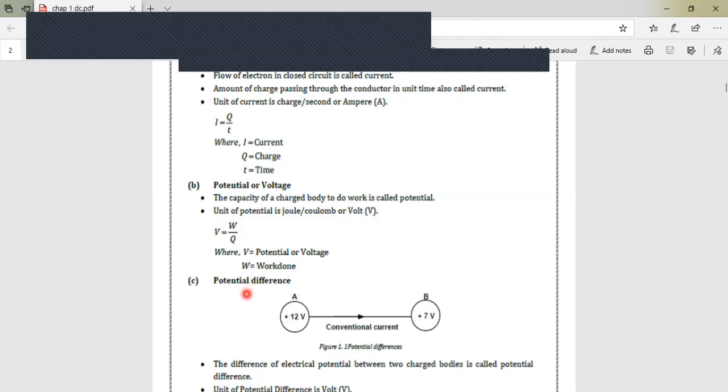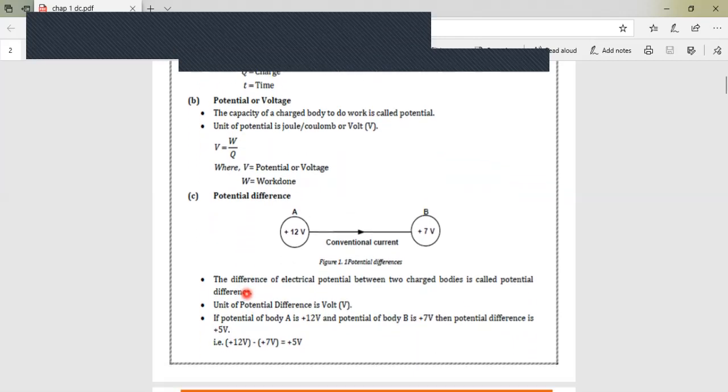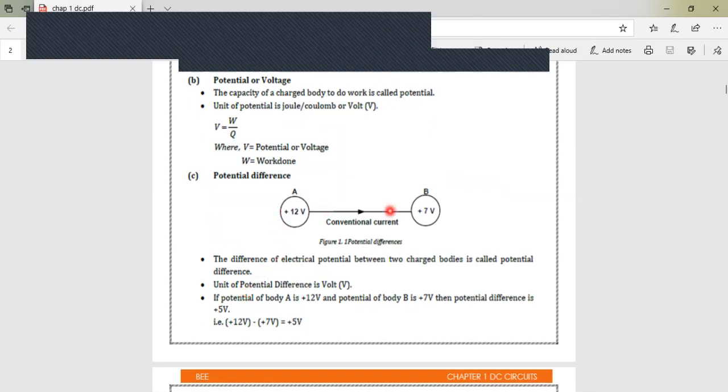Now, potential difference. See here, two charges: here is 12 volt, here is 7 volt. The difference between the electric potentials of two charged bodies is known as potential difference. Here we can see that a 12 volt charge is there, a 7 volt charge is there. So the potential difference is 12 minus 7 equals 5 volt.